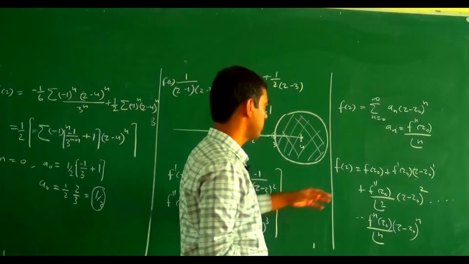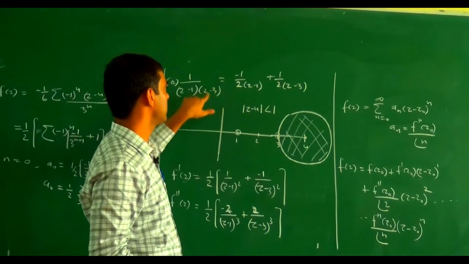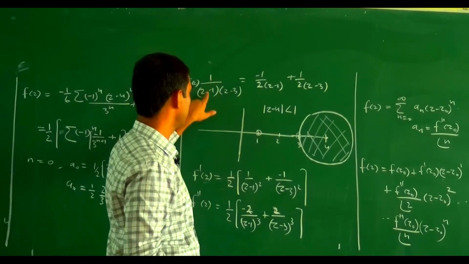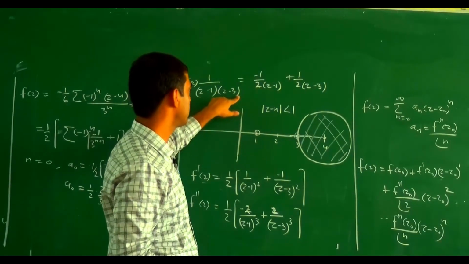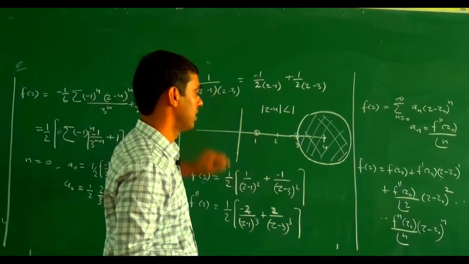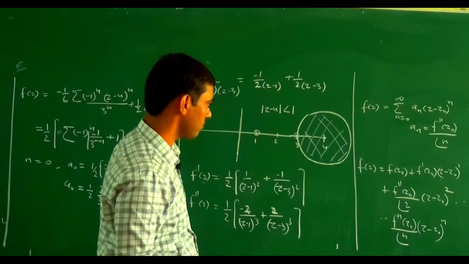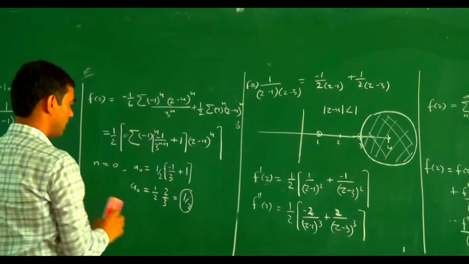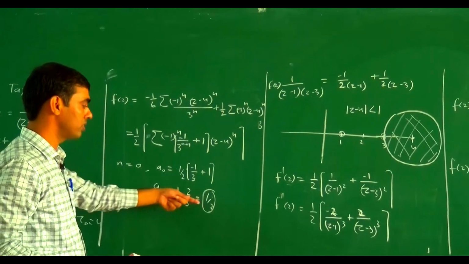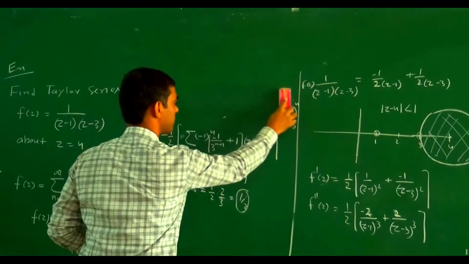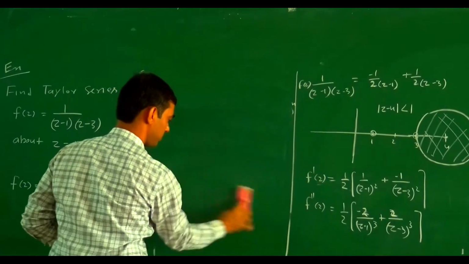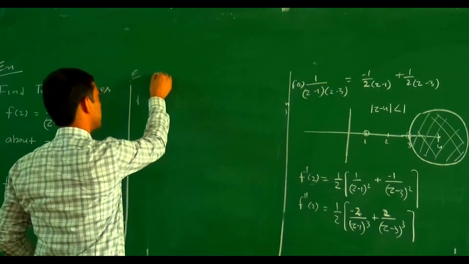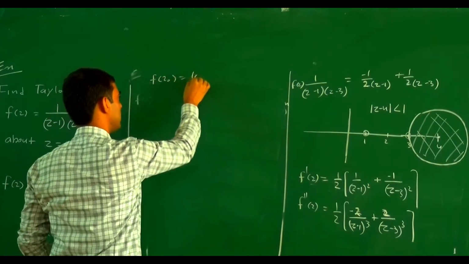Now we put the value of f(z0) by putting z equals z0 here. z0 is 4. So 1 upon 4 minus 1, 4 minus 3. 4 minus 3 becomes 1, 4 minus 1 becomes 3. So what is the value of f(z0)? If we write here the value of a0, we remember the value of a0 is 1 by 3. By putting z equal 4, f(z0) becomes 1 by 3.